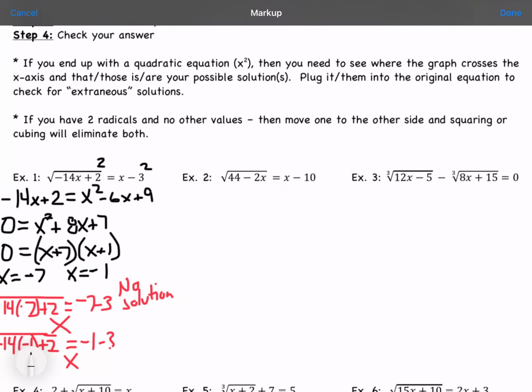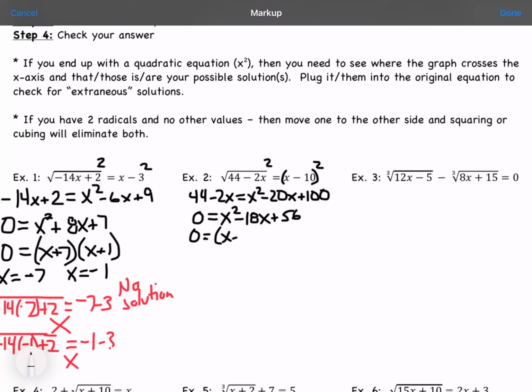Number 2, we do the same thing we did in number 1. We square both sides. So we have 44 minus 2x equals x squared minus 20x plus 100. Bring everything over. 0 equals x squared minus 18x plus 56. When I factor that, 14 and 4 are my two numbers. It's going to be x minus 14 times x minus 4. So I get x equals 14 and x equals 4.